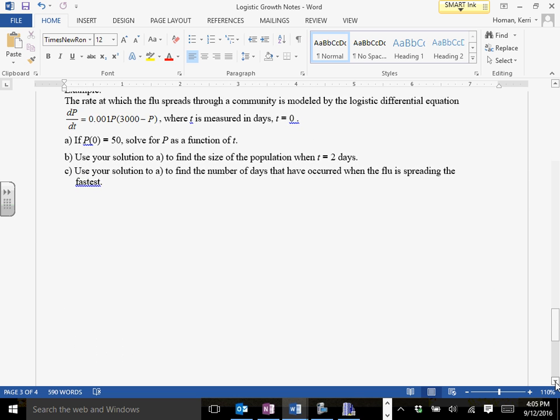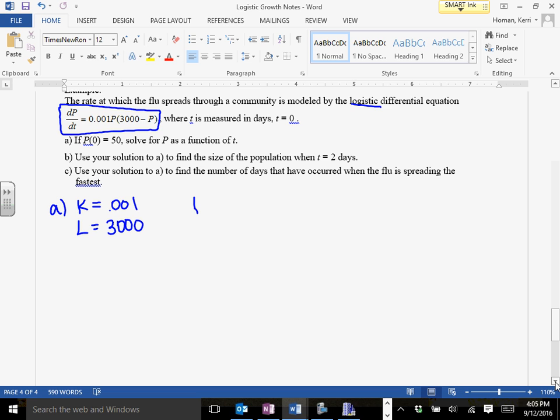All right, we have the flu spreading throughout the community, modeled by this differential equation. Okay. It is saying logistic differential equation. Here it is. It is already set up in the k times y times the quantity L minus y. So what I need you to recognize is, first of all, that it's logistic, that k is 0.001, L is 3,000.